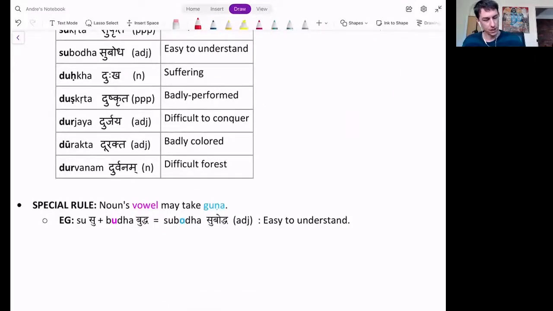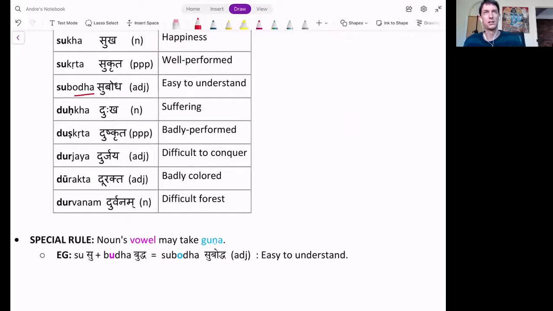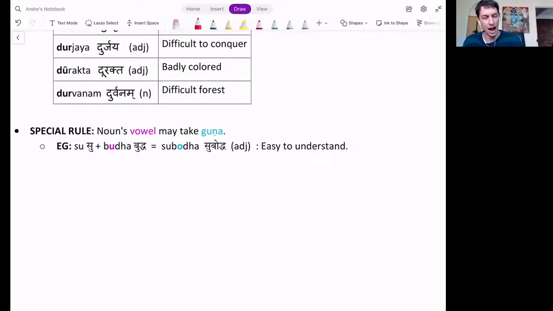And a special rule: a noun's vowel may take a guna. So bodha, this is actually buddha. Buddha just means intellect or clever. Now notice how the u has changed into an o. If you go into vowel strength, you'll see that u changes into an o. Therefore, instead of subuddha, it goes subodha. That may happen, that's why it says a noun's vowel may take a guna. Su plus buddha equals subodha. Easy to understand. And it's an adjective. So pustakam subodham asti: the book is easy to understand.